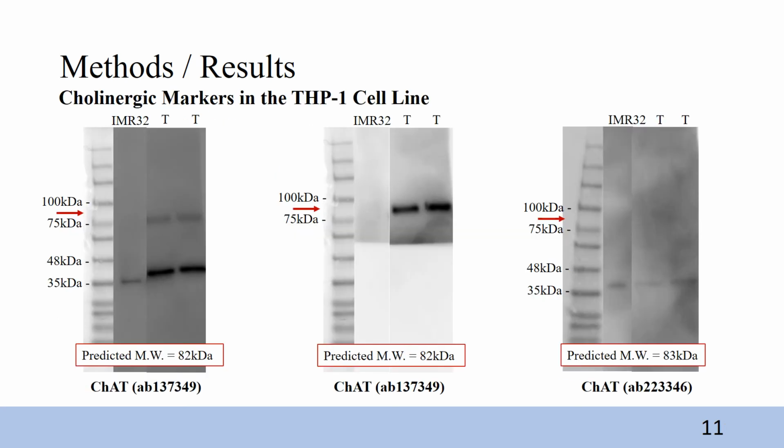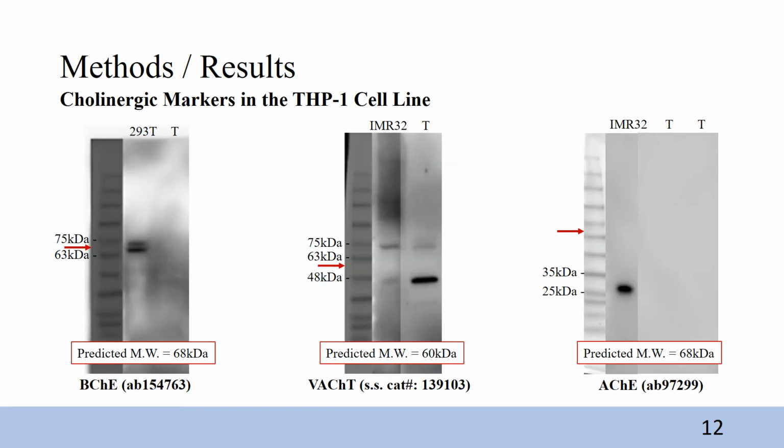I started off by first identifying cholinergic markers in THP1 cells via Western blot. The first lane here is a positive control, and the next two lanes are my THP1 protein samples. As you can see, there are two bands for ChAT, one around the predicted molecular weight of 82 kilodaltons, which is more pronounced in the gel where the bottom bands are covered. And the second band is around 40 kilodaltons, and this is verified by a different ChAT antibody. This can result from either a splice variant or a different isoform of ChAT.